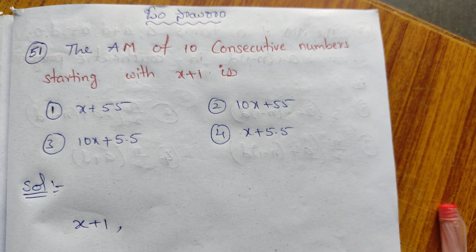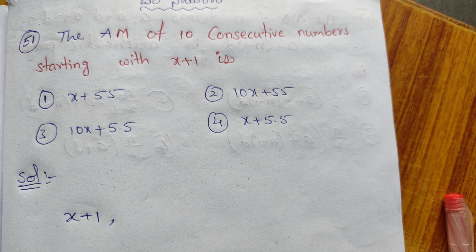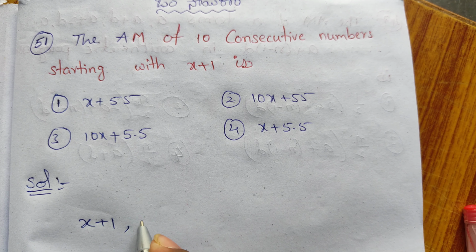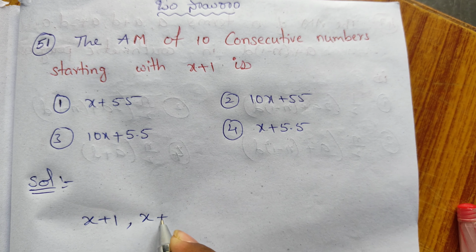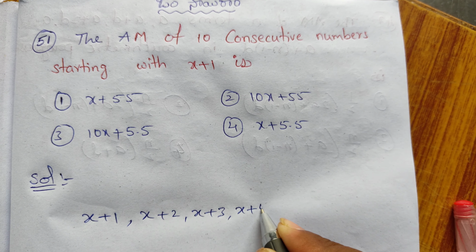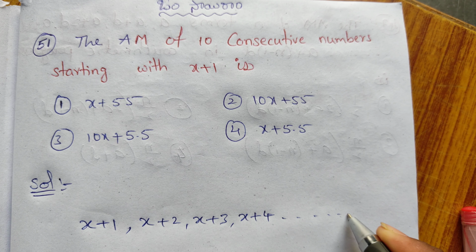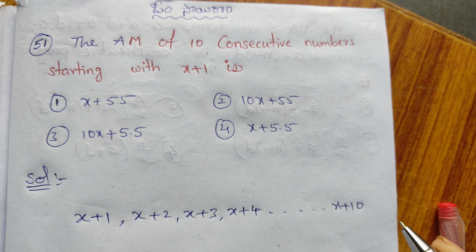Then what are the next numbers? For example, if 10 is the first number, what is the next number? 10+1, 10+2, 10+3, like that. Here also, x+1, then x+2, x+3, x+4, like that. How many numbers are there? 10. So on up to x+10.